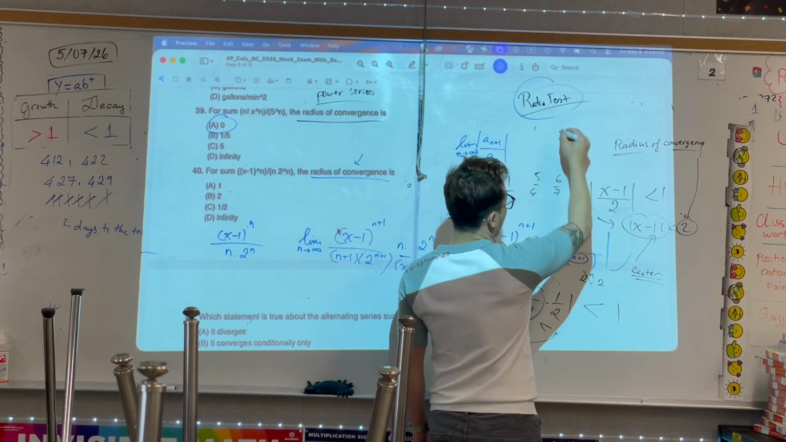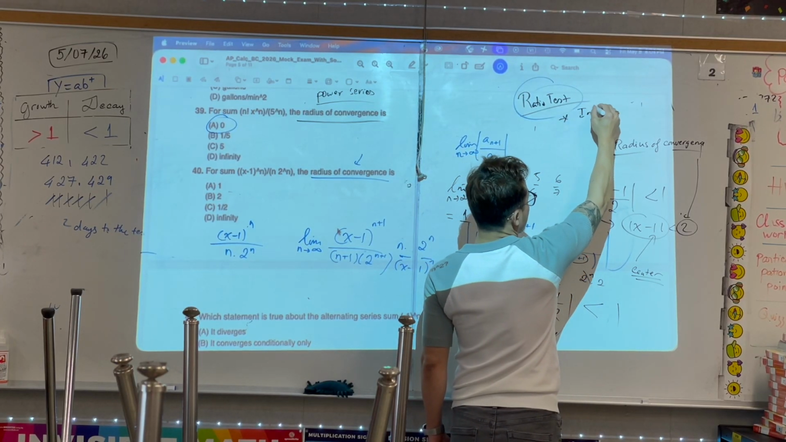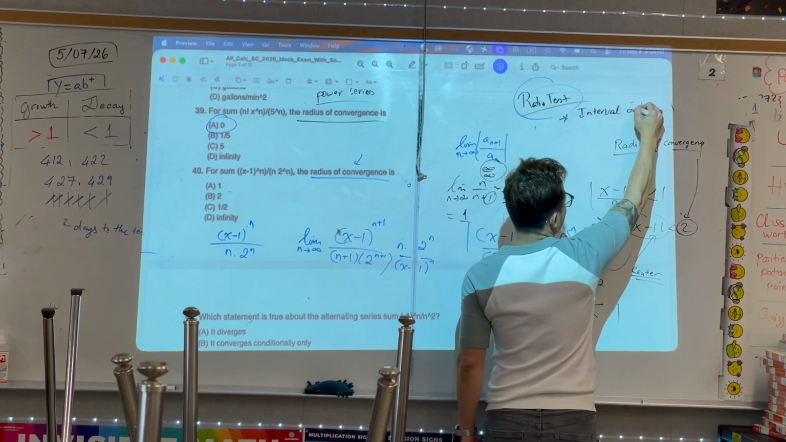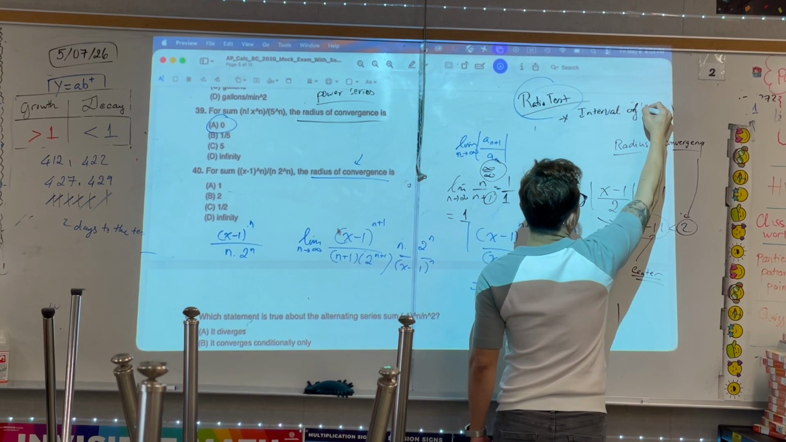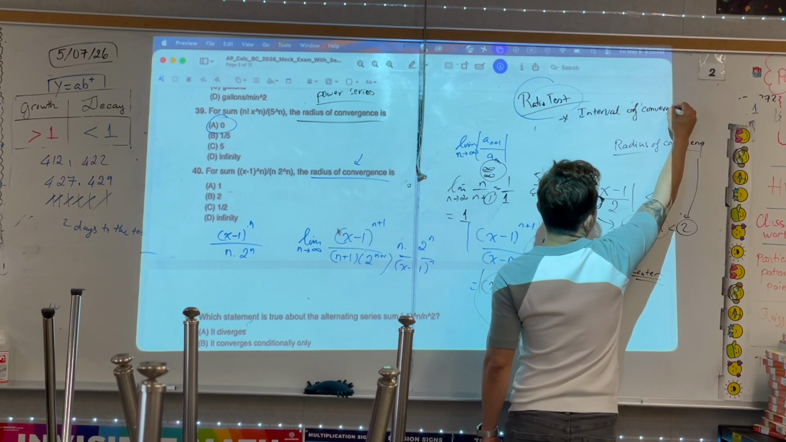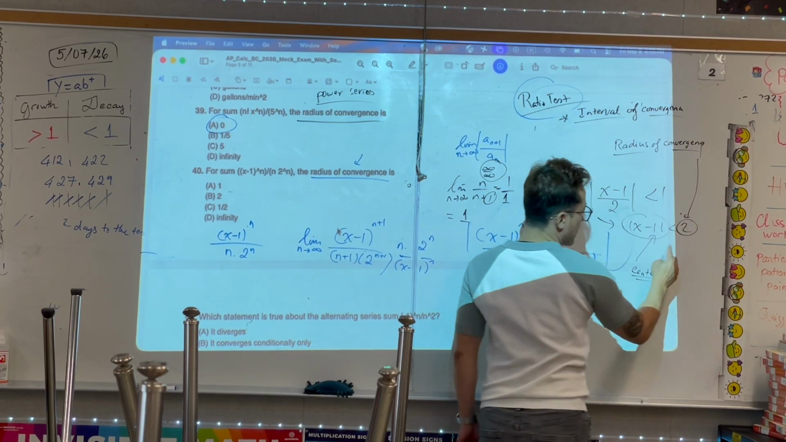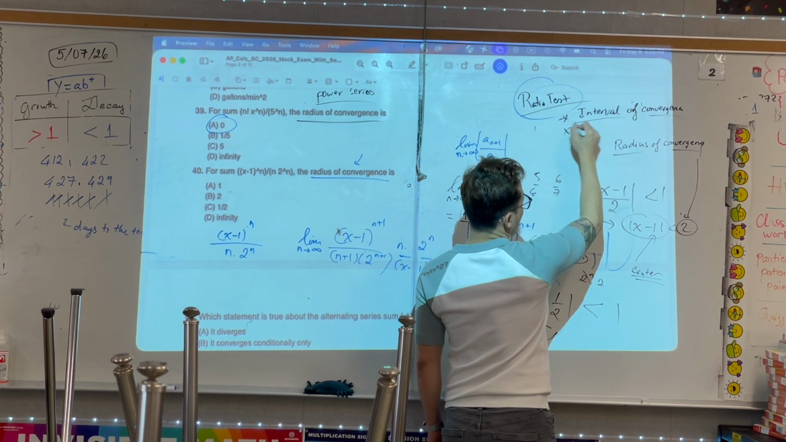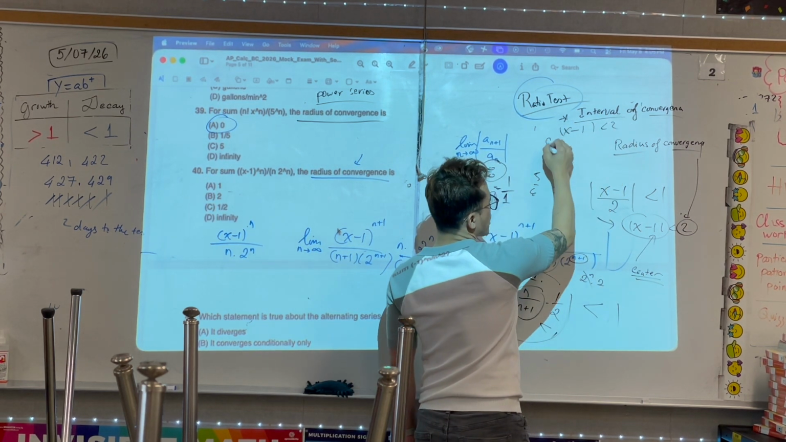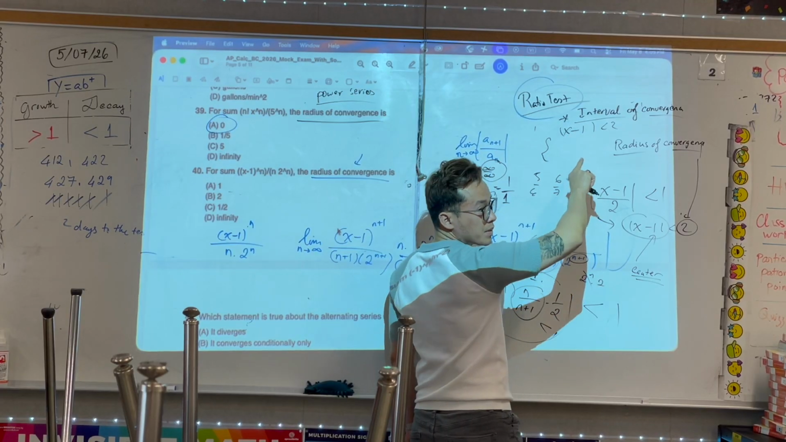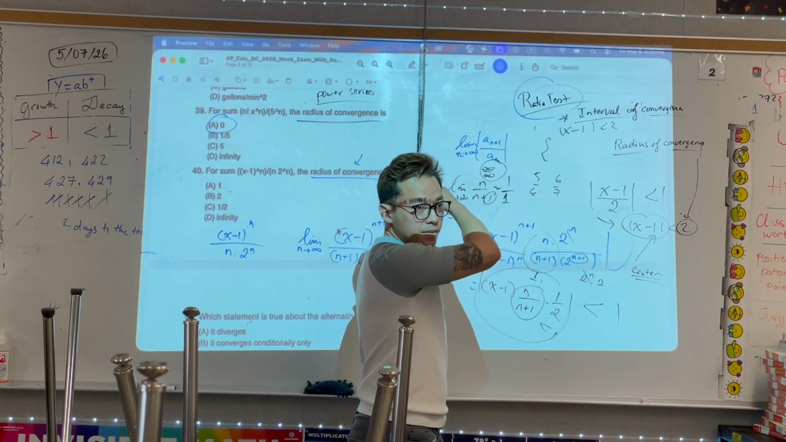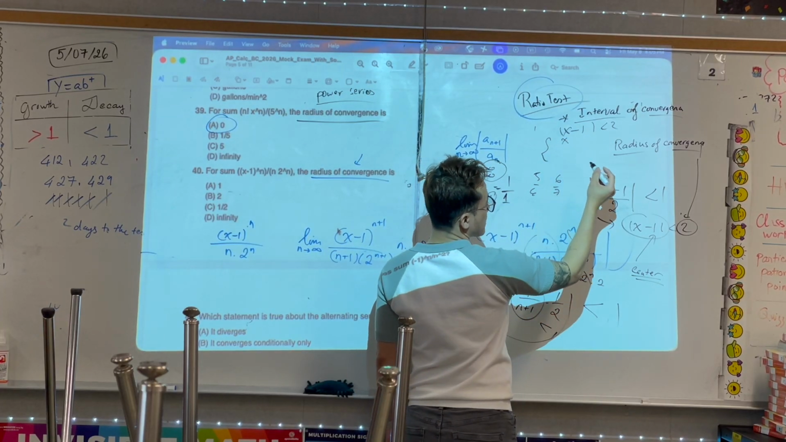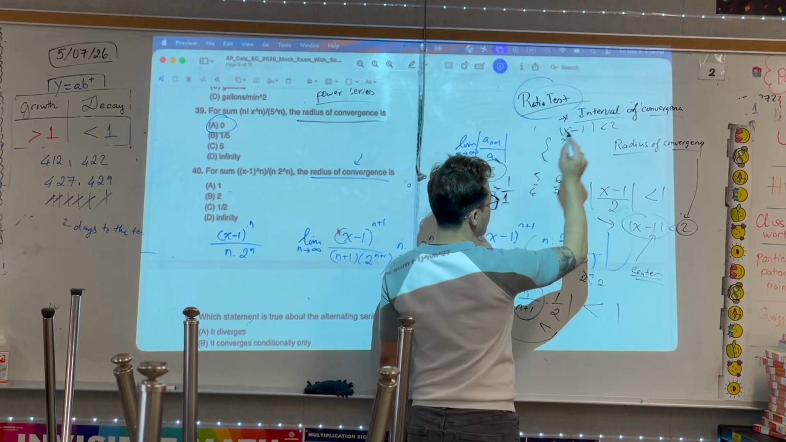Now another concept: they only ask you what is the interval of convergence. This can be found by taking care of the absolute value. So |x minus 1| less than 2. Remember how I showed you in class how you take care of absolute value? You keep them the same and you flip it. Tell me what you write. x minus 1.